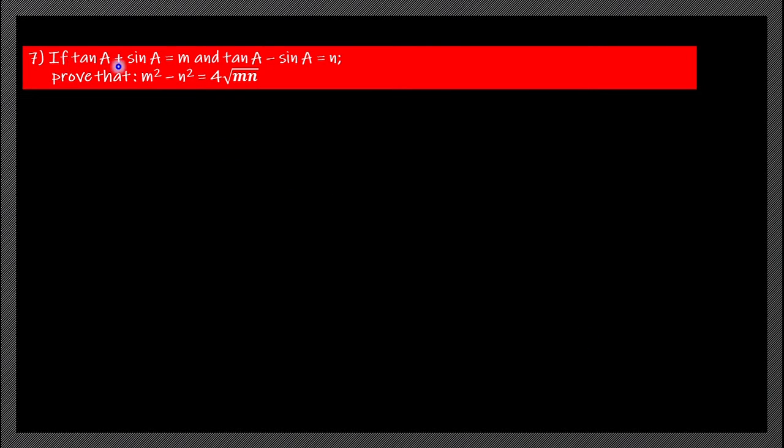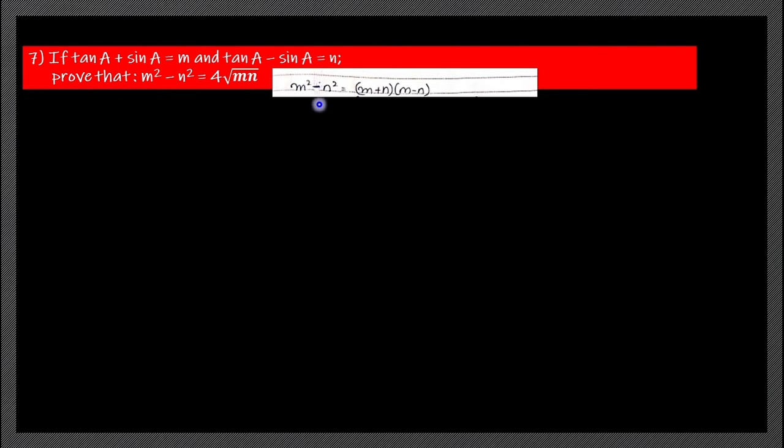If tan A plus sin A equals m and tan A minus sin A equals n, prove that m square minus n square equals 4 root mn. This is a unique kind of question which is more or less complicated, and in this case we are supposed to solve both the sides, LHS and RHS both. So I will show how to solve it.